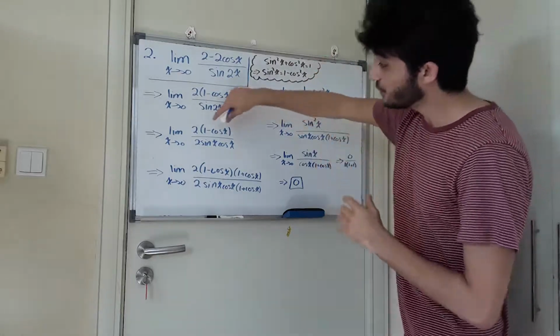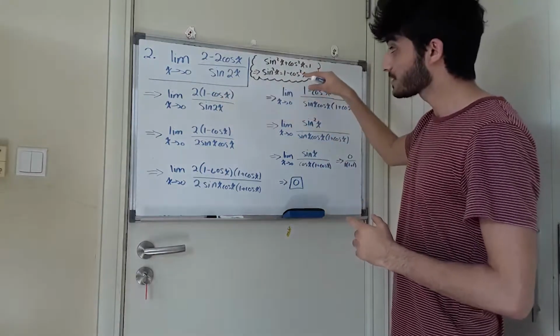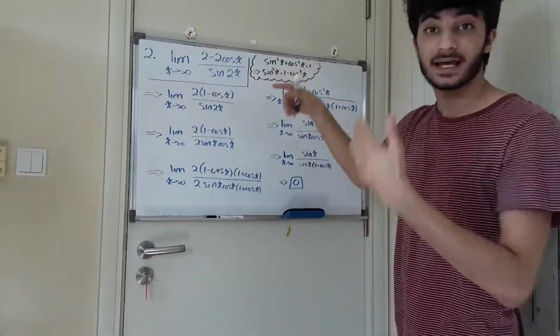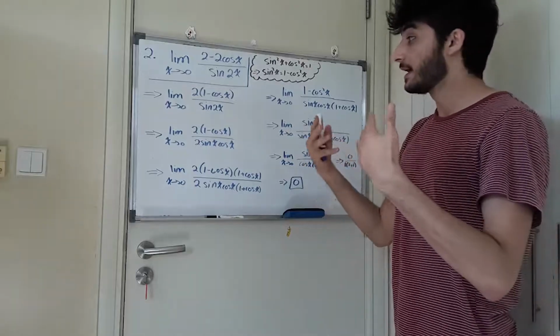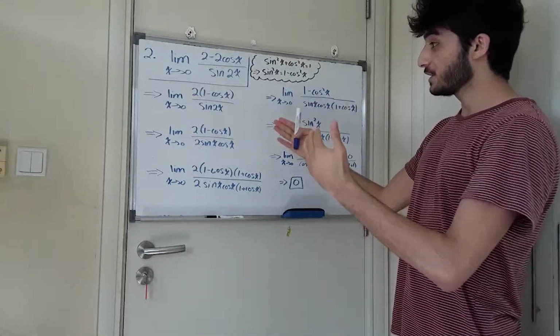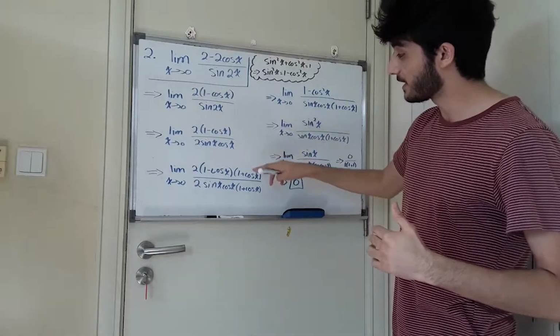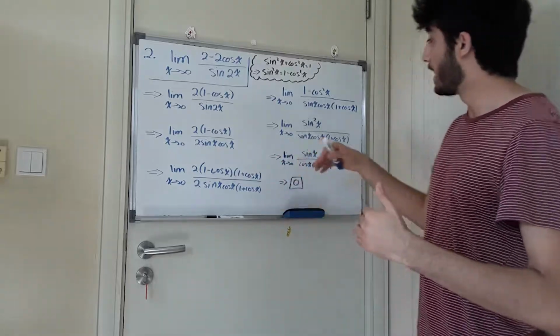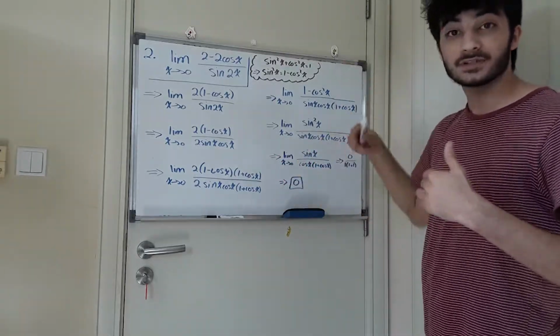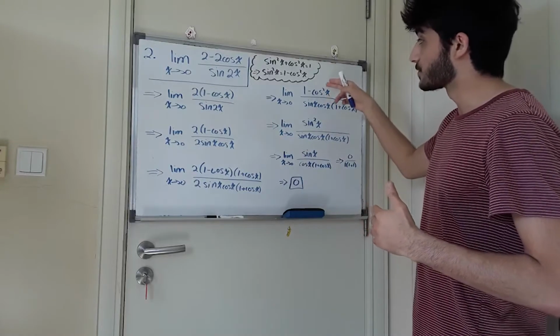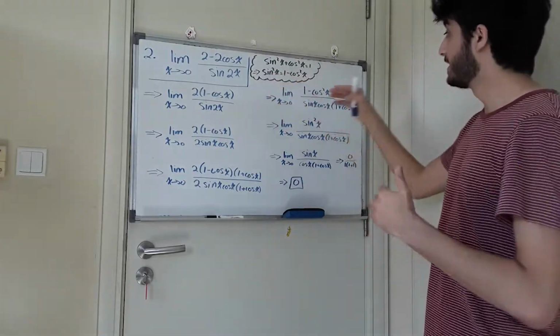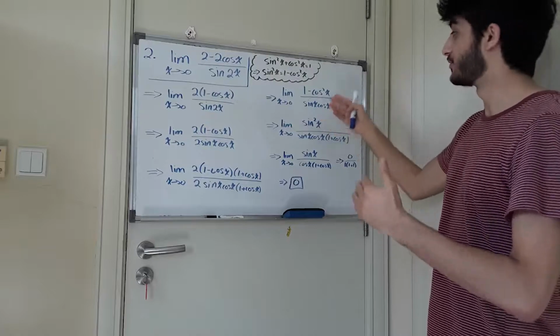So if we can turn this into 1 minus cosine squared x, we can substitute it for sine squared x, which would cancel the sine x in the denominator and then eliminate our problem. So now we will multiply up and down by 1 plus cosine x, and then we will have 1 minus cosine squared x in the numerator. Then we can substitute 1 minus cosine squared x with sine squared x. So now we have sine squared x in the numerator.